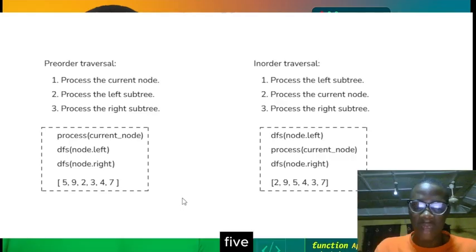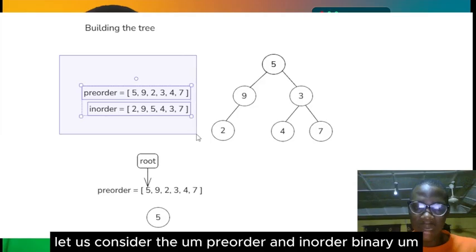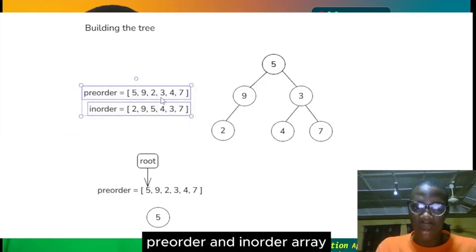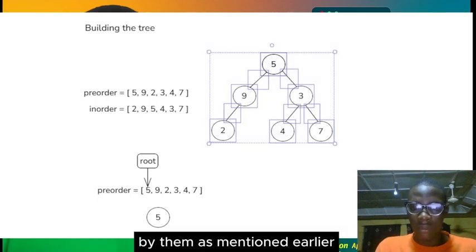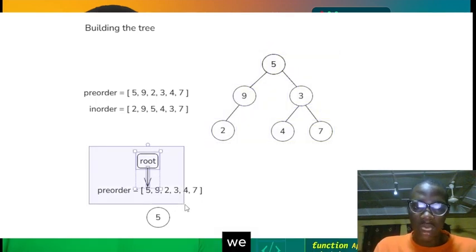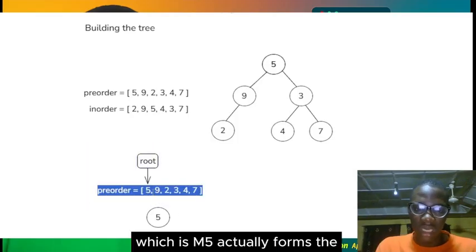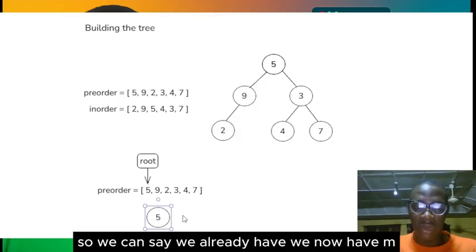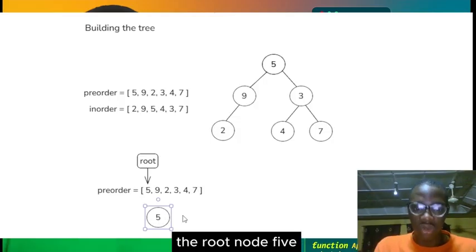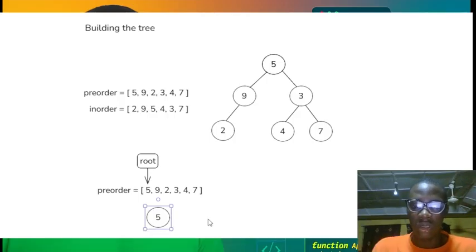this root node 5. Let us consider the preorder and inorder arrays, and the corresponding binary tree that is formed by them. As mentioned earlier, we concluded that the first value of the preorder array, which is 5, is the value of the root node. So we now have the root node 5. Now what do we do next to find the remaining subtree?